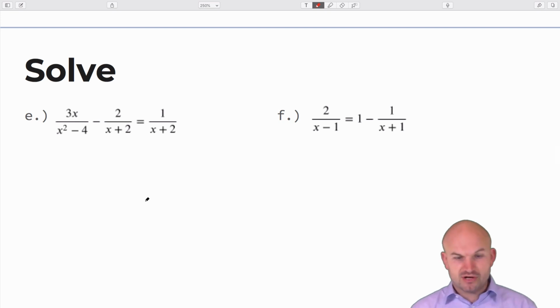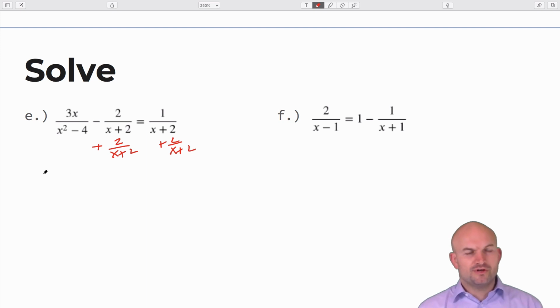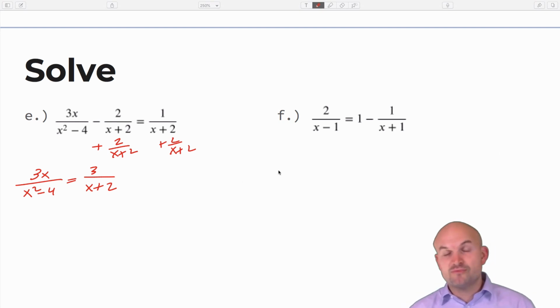If you love cross multiplication, then obviously you could go ahead and add the 2 over x plus 2 to the other side. So therefore, you would have 3x over x squared minus 4 equals, add a 2, so that's going to be a 3 over an x plus 2. However, if you do it this way, I will let you know that you are going to get some different solutions than if you just multiply by the LCD. So again, it's just making sure that you understand your solutions or your process here. You can apply the cross product if you like, right?